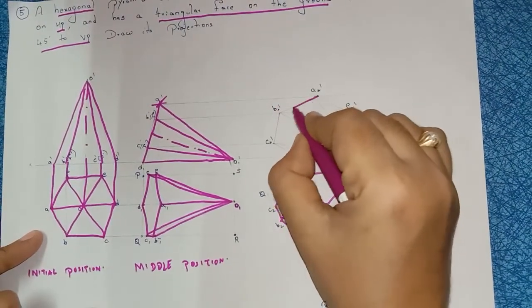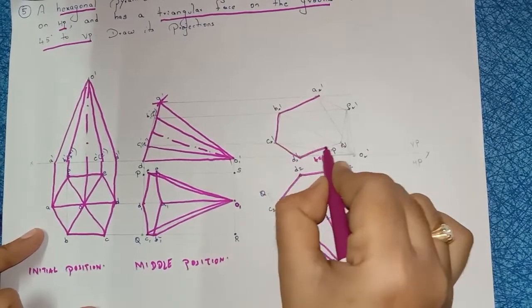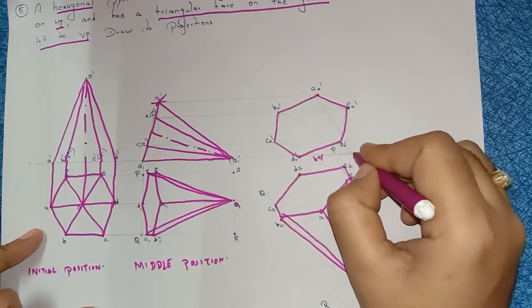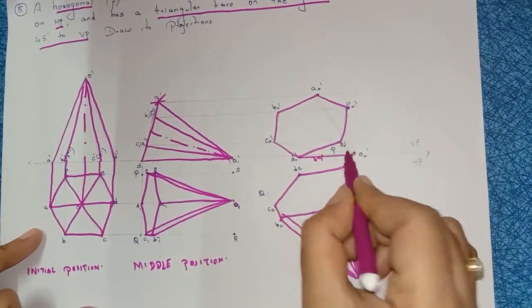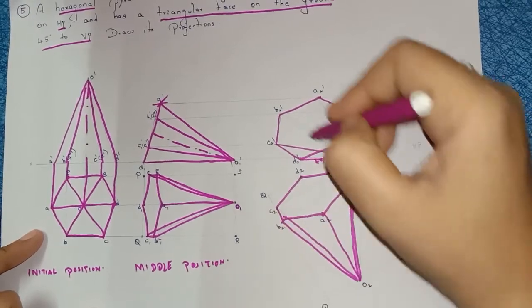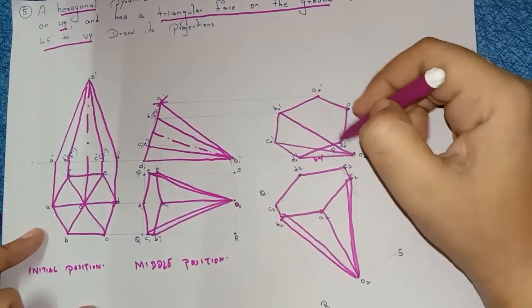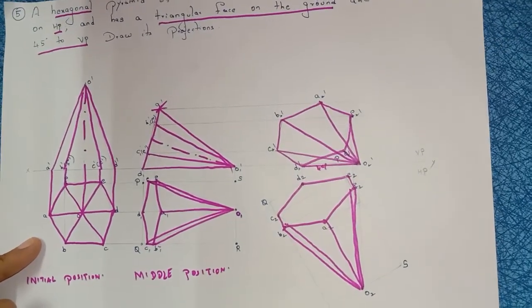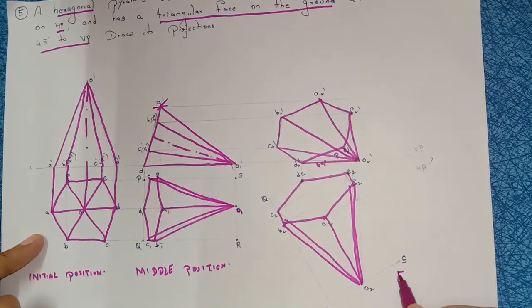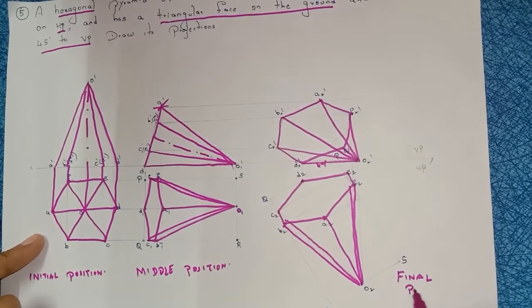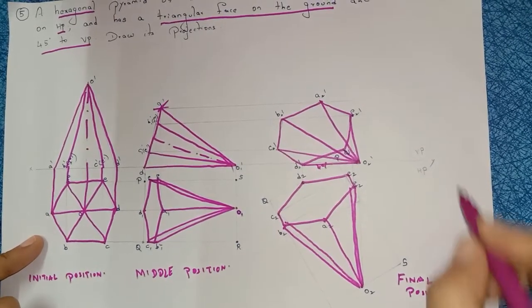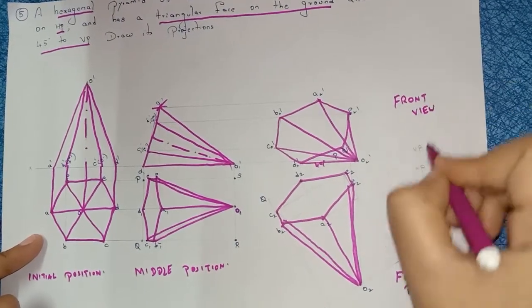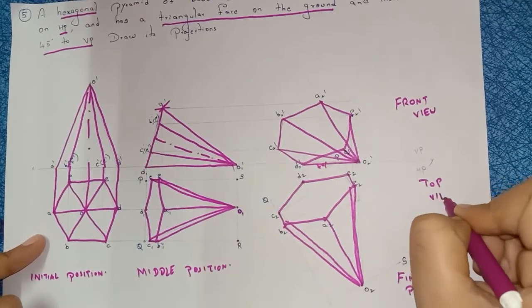If you join all this, you will get the hexagon A, B, C, D, E, F. You will get the hexagon shape. From O to O, you will get the point here. After getting O point, join OA, OB, OC, OD, OE, OF. You will get the hexagonal pyramid. After getting this, you have to write down here final position. After total construction of the problem, write down here, this is your front view and this will be your top view.